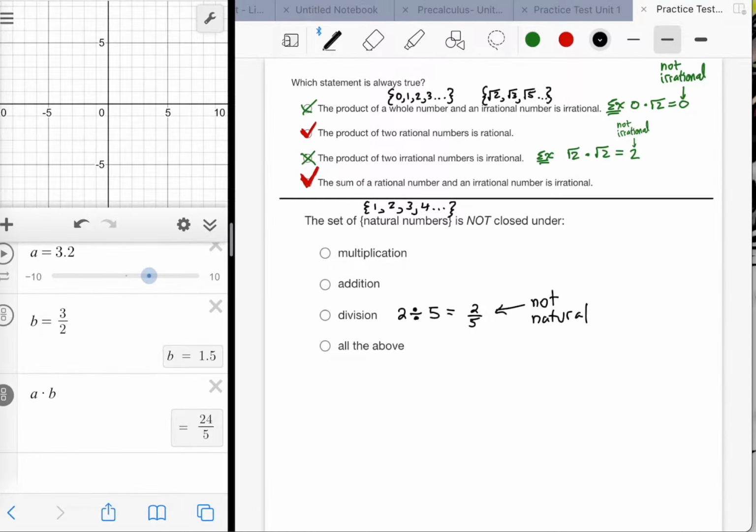That's not natural. All right, but if I take any two natural numbers and add them together, I'll get a result that's natural. Same thing with multiplication.